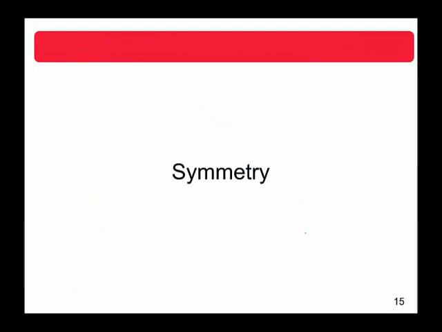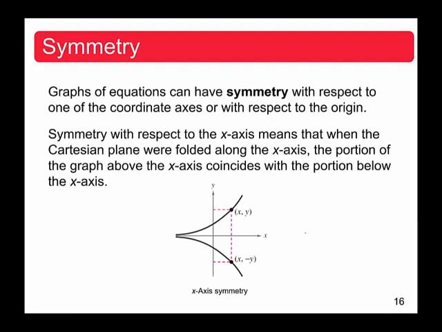Most graphs may have a symmetry, so you need to learn how to identify the symmetry. The graph of an equation could have symmetry. Symmetry means they form a mirror image based on a certain axis, or could be the origin. Symmetry with respect to one of the coordinate axes, meaning the x-axis or y-axis. They could also have a symmetry with respect to the origin.